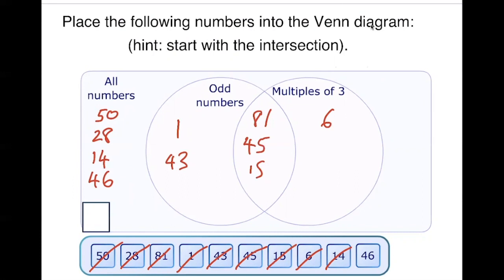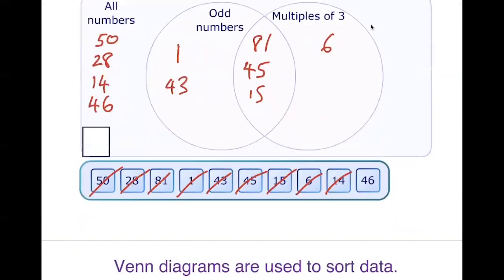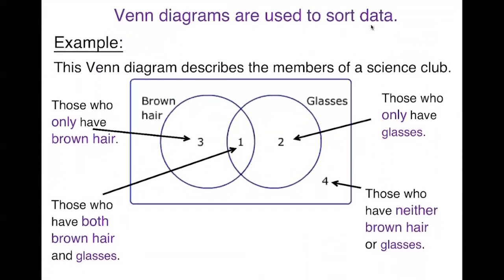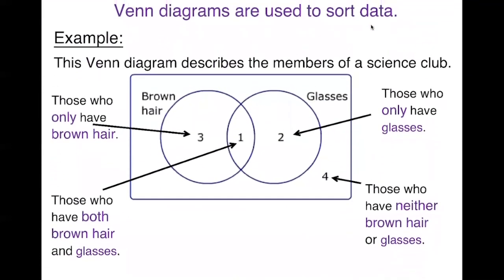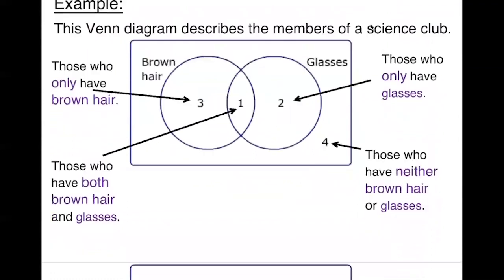Within the set for odd numbers, you should have 1, 43, 81, 45, and 15. The set for multiples of 3, you should have 6, 81, 45, and 15. And then in the intersection, it's 81, 45, and 15. Okay, so hopefully this doesn't need explaining, but just to point out, this is just explaining what the different parts of the Venn have.